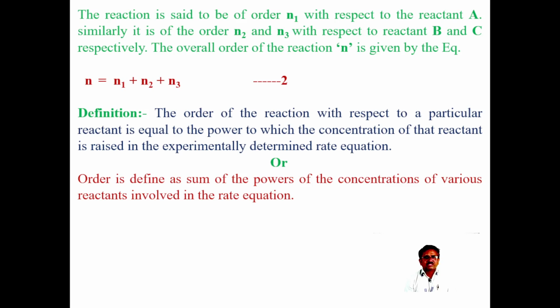Now, let us have the definition for overall order of reaction. The order of the reaction with respect to a particular reactant is equal to the power to which the concentration of that reactant is raised in the experimentally determined rate equation. This is individual order. Or order is defined as the sum of the powers of the molar concentrations of various reactants involved in the rate equation. It is called overall order of reaction.